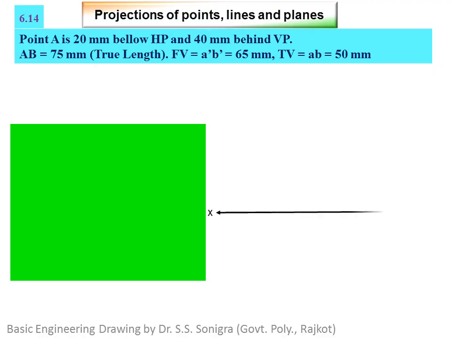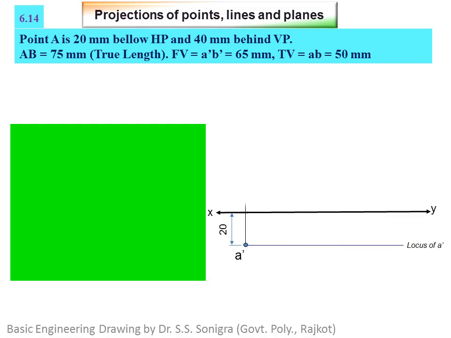Next problem, from drawing sheet number 4, last problem. Point A is 20 mm below HP and 40 mm behind VP. AB is 75 mm, that is true length. Front view is 65 mm. Top view is 50 mm. These are the given data.